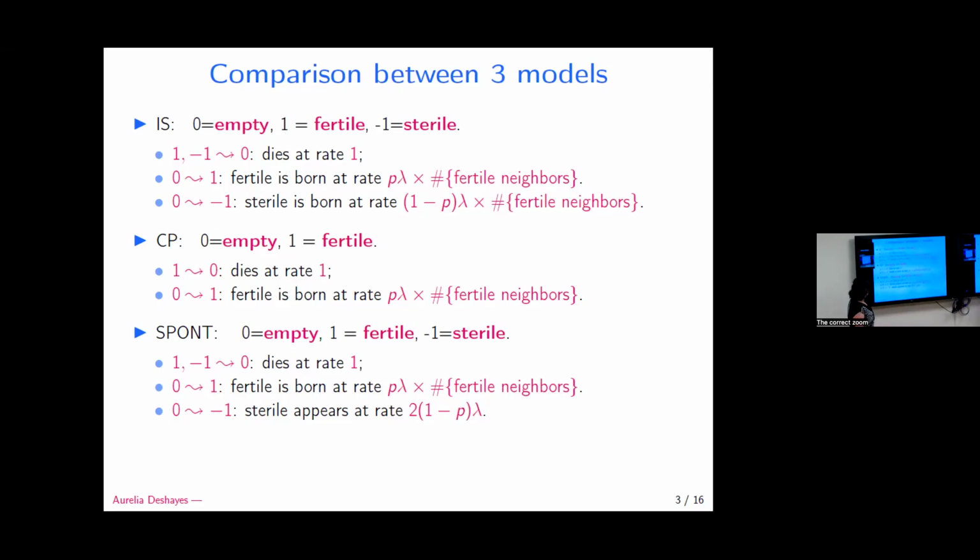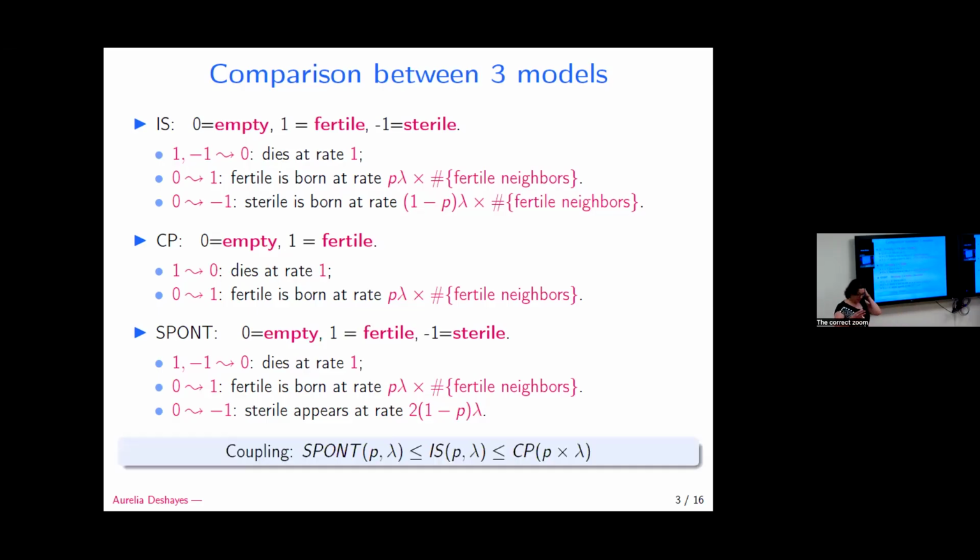So we have the following stochastic order. There exists a coupling, a construction of these three processes, such that your spont is always smaller than your inherited sterility. I never said the name of the process. I realize inherited sterility is the name of the process that I am presenting. So IS, and which is always smaller than the contact process. Very, very, very important.